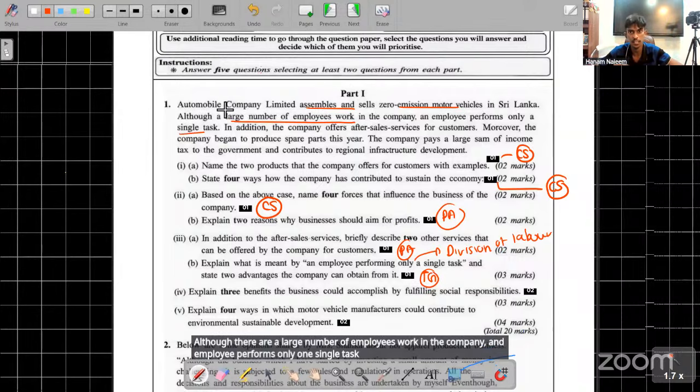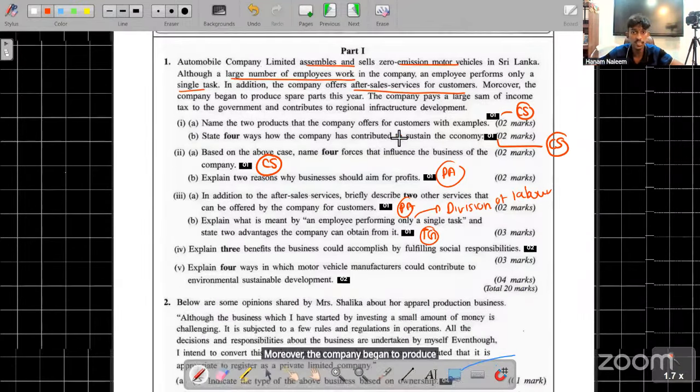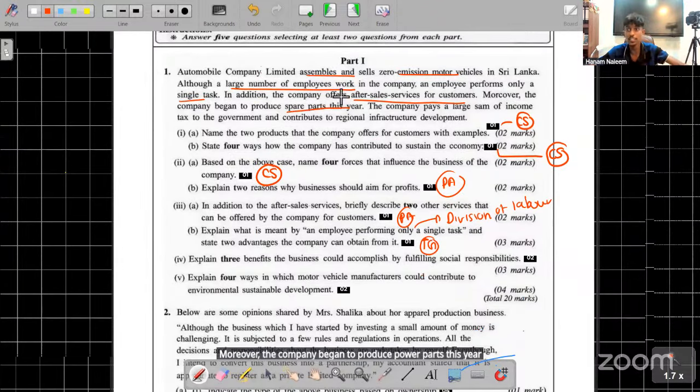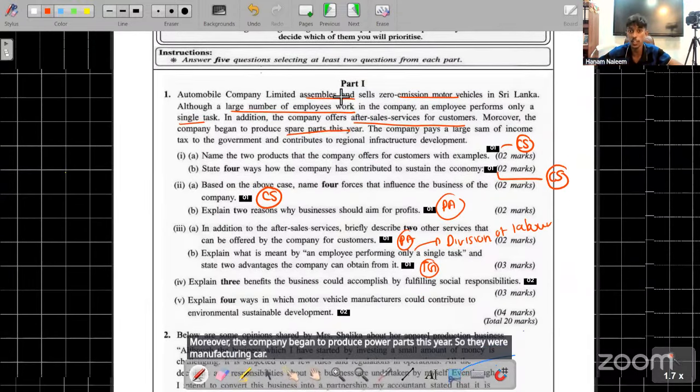One employee, one work. Division of labor. In addition, the company also offers after sales. After sales means once you sell the car, if there's any damage or something, customers can visit and get it repaired. Moreover, the company began to produce spare parts this year. So they were manufacturing cars, now they are planning to produce spare parts also.